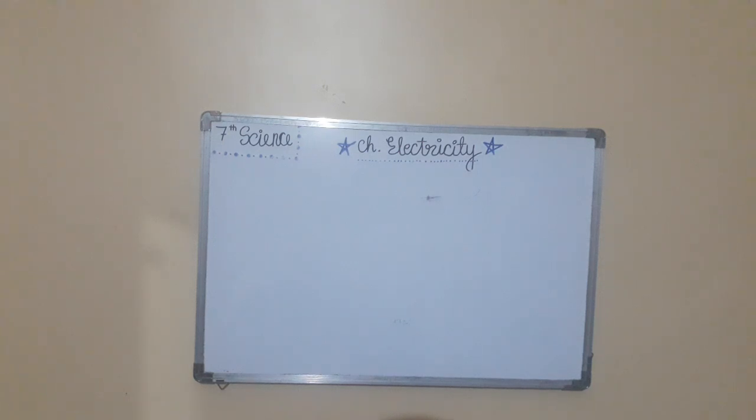Today we will learn about class 7th science chapter electricity part 5, and this is the last part of this chapter. In this chapter we will learn about battery, how does a cell generate current, positive and negative ions, etc. First we will learn about battery.